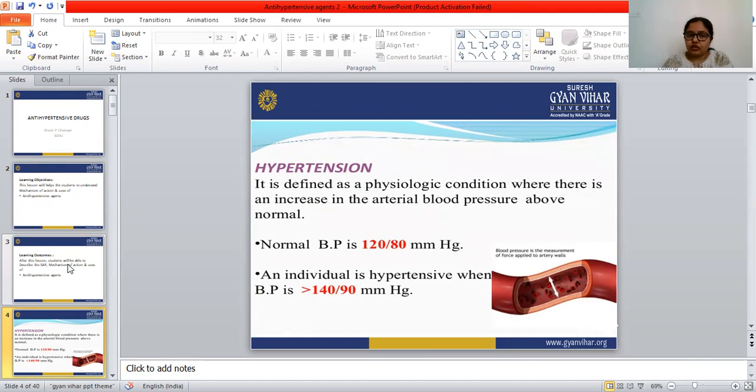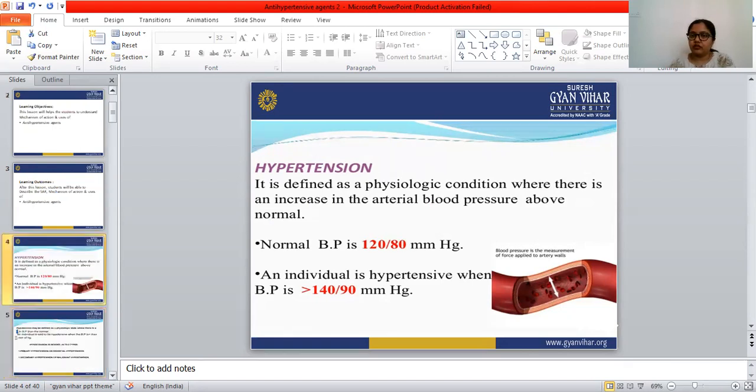The normal blood pressure is 120/80 mmHg. An individual is hypertensive when the BP is above 140/90. So the normal range of BP is 120/80, but if a person has a BP greater than 140/90, he is a hypertensive patient. So hypertension is the condition in which the arterial blood pressure increases.